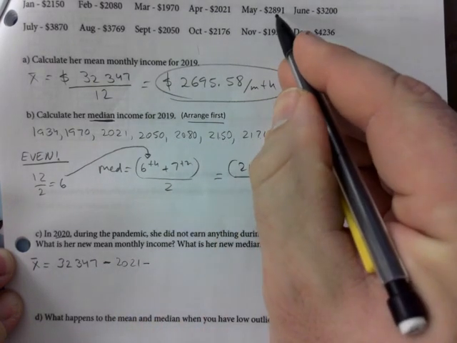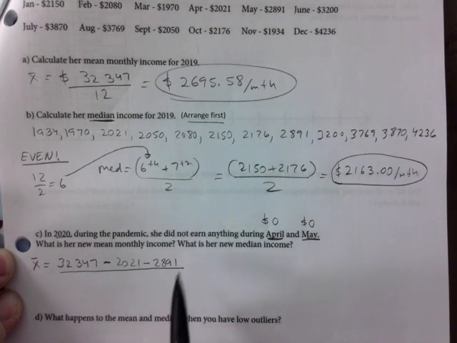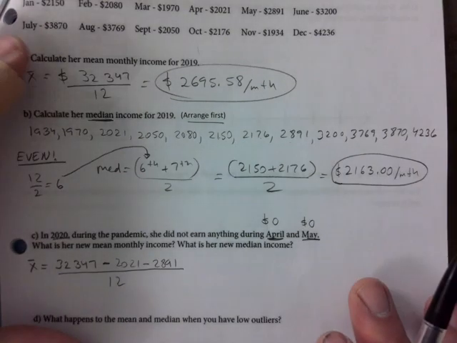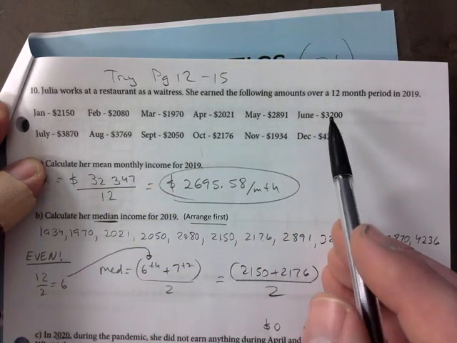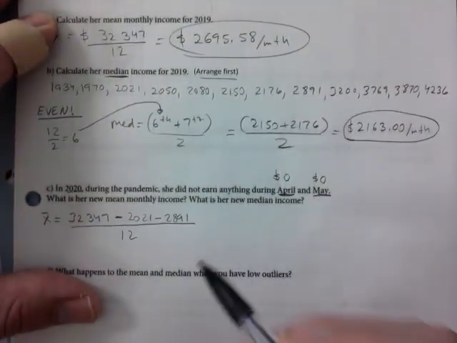And I'm going to subtract 2891. Right. What am I going to divide that by? Am I removing those months, or is it just that I made 0? I just made 0, right? So I'm still considering those months. It's just that I didn't make anything during those months. I'm not saying omit them. I'm not saying don't include it in your average. I'm just saying, what is your new average? If I had given you this exact same setup, except for April and May had $0 in it.